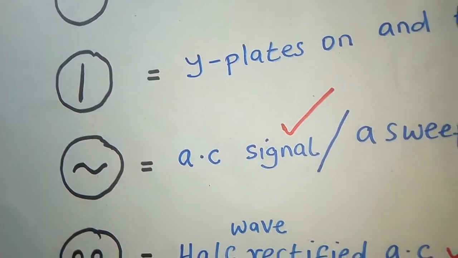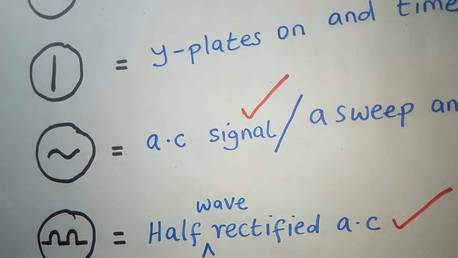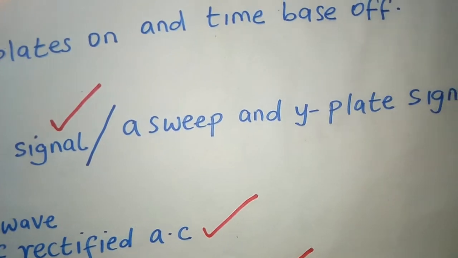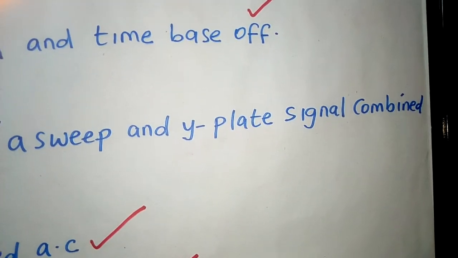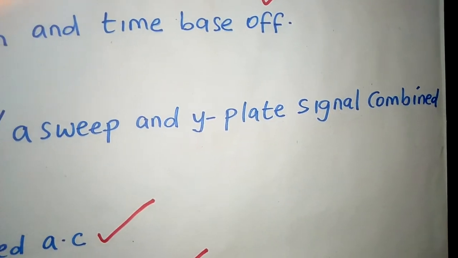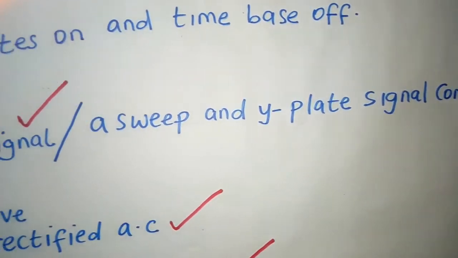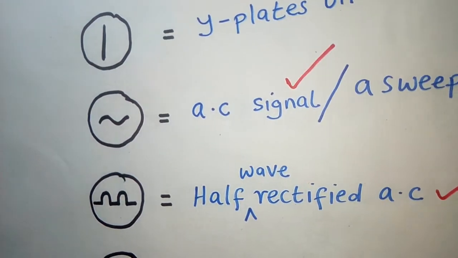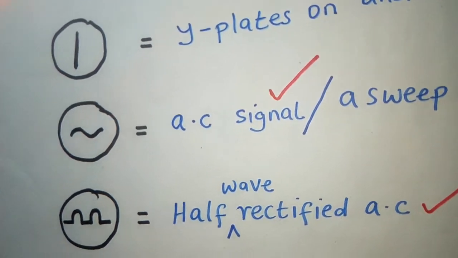What about the one which looks like a snake? That one is an AC signal. Or you call it a sweep plus a Y plate signal combined. You see, a sweep and a Y plate signal combined. The two are combined to form what you are seeing, which looks like a snake. Or you simply call it AC signal.